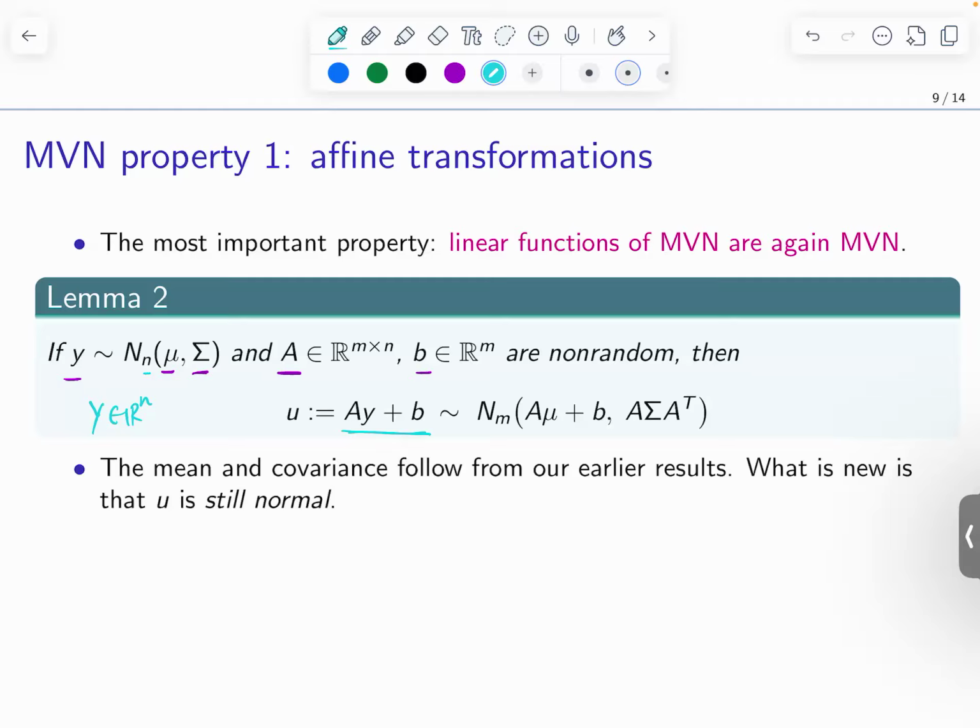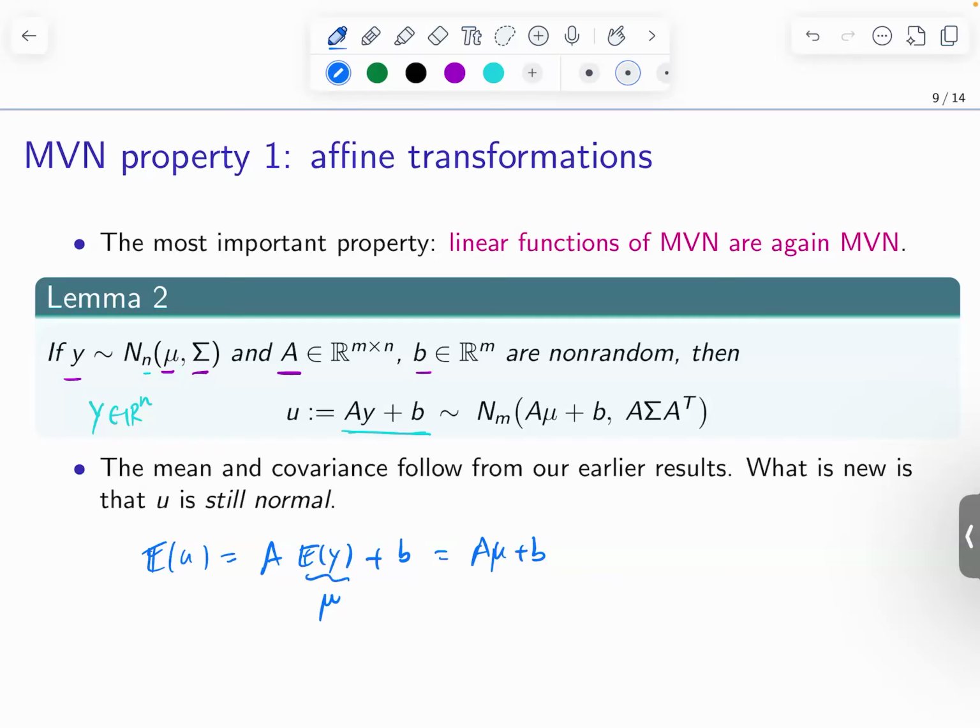The mean of this, the expectation of u, I hope everyone knows by this point. You can use the linearity of expectation. You get A times the expectation of y plus b. Here, the expectation of y would be mu. So I get A mu plus b. This holds in general whether y has a normal distribution or not.